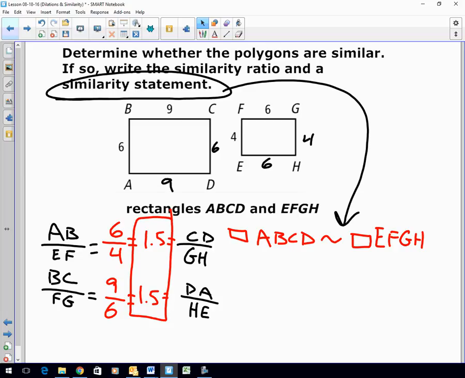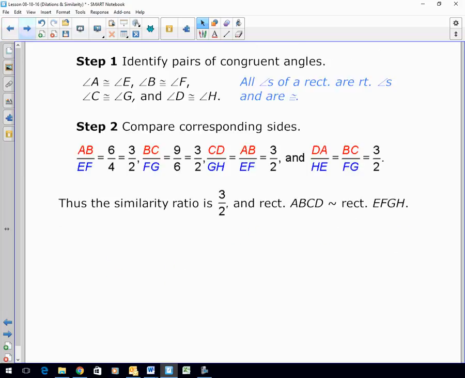Mr. Hobbs, why didn't you do that here? It's a rectangle. Rectangles have what kind of angles? 90 degrees. All of them are right angles, okay? So it wasn't a very good example, all right? We just did this.